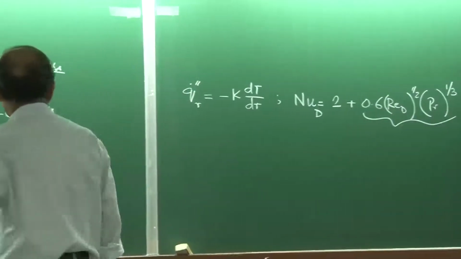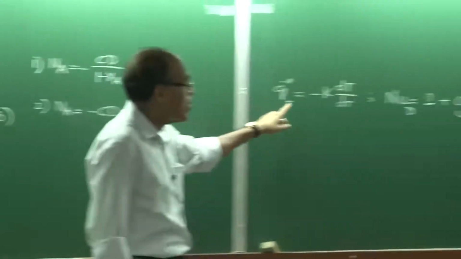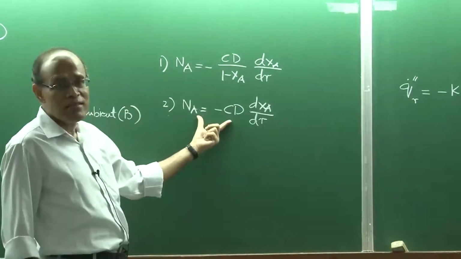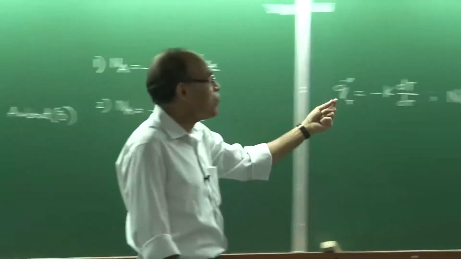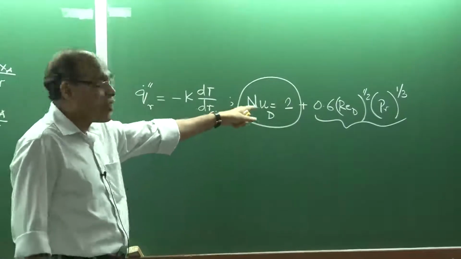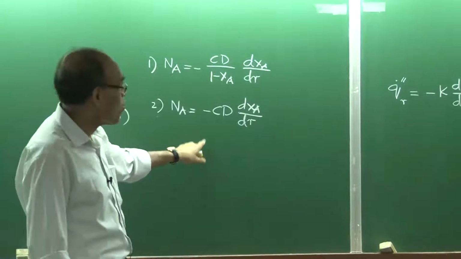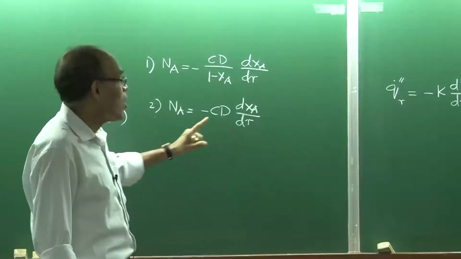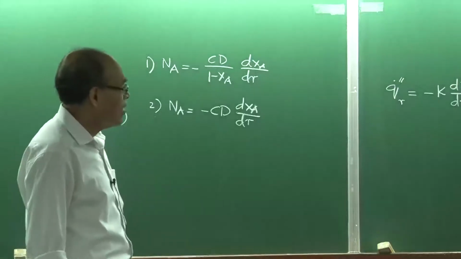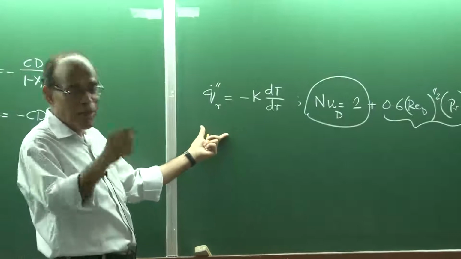Now, obviously, because there is similarity between this and this equation, we can expect that if we solve this equation, instead of the Nusselt number for heat transfer being equal to 2, we can have a Nusselt number for mass transfer also equal to 2, because the governing equation and the boundary conditions were identical. This was applied: at r equal to R0, the temperature was fixed.